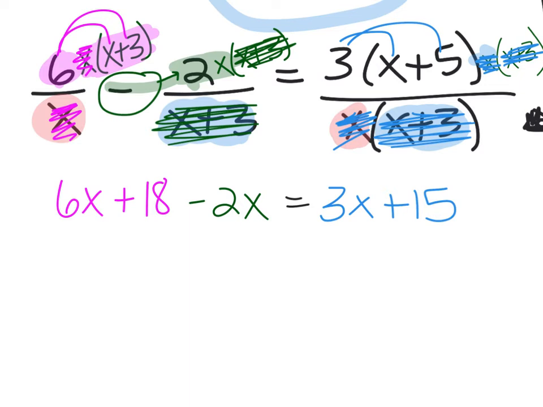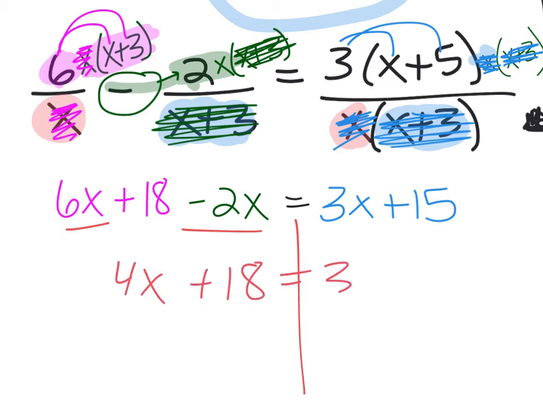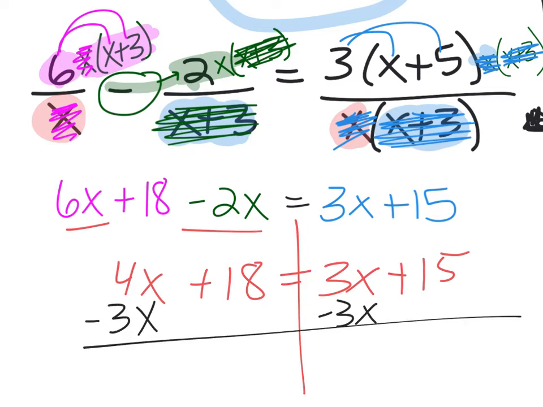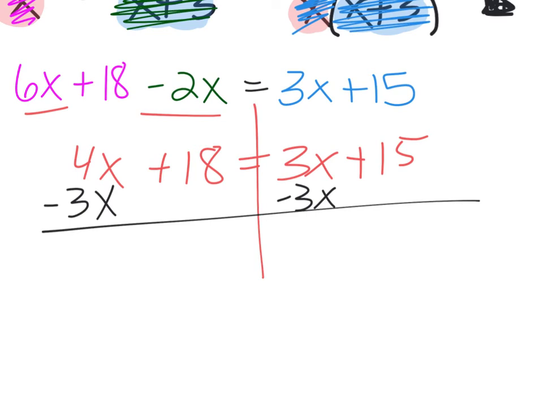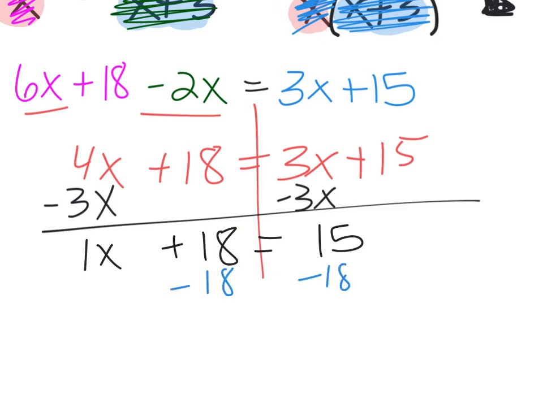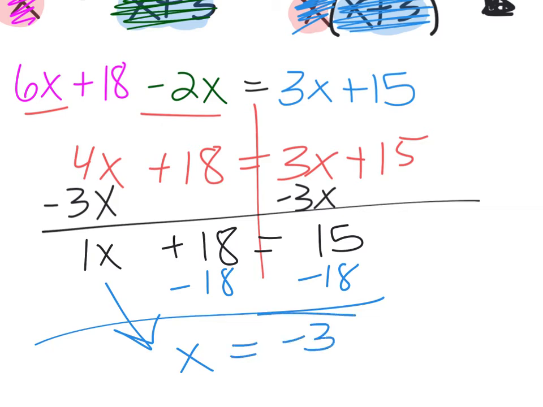then we just need to solve. So we can combine 6x minus 2x on that side is 4x. Keep that plus 18, equals 3x plus 15. Subtract that 3x over, or you can subtract the 4x. I like to subtract the smaller one to keep it positive. So that gives us 1x plus 18 equals 15. Subtract your 18. Now I'm going to write this 1x as just x equals, and then 15 minus 18 is a negative 3. Now let's analyze.